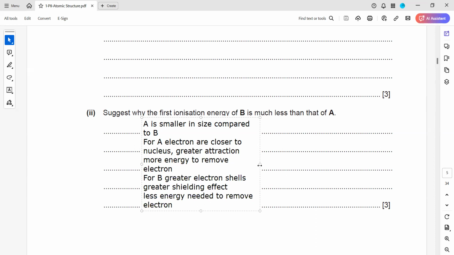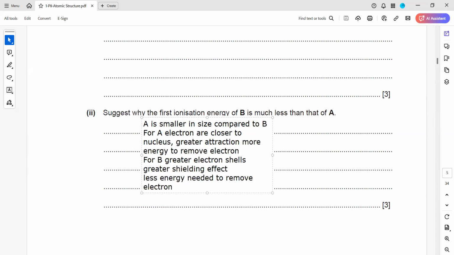You cannot mention about protons. Why you cannot use the term proton here? Because B will have more proton than A. So if B is having more proton, then it should have a higher ionization energy, but B is having a lower ionization energy because the size of B is bigger than size of A. Is it clear now, this question?